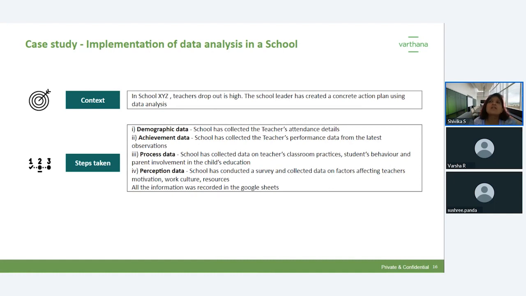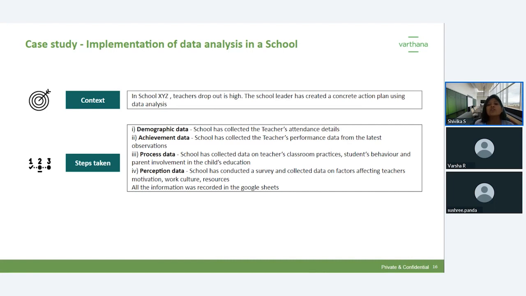In demographic data, maybe you can focus on the attendance details. How many teachers are coming, how regularly they are coming, how frequently they are taking leave. So you can take the demographic data to see what the attendance report says, and that will help you understand whether this has anything to do with the dropout rate or the satisfaction level of a teacher.